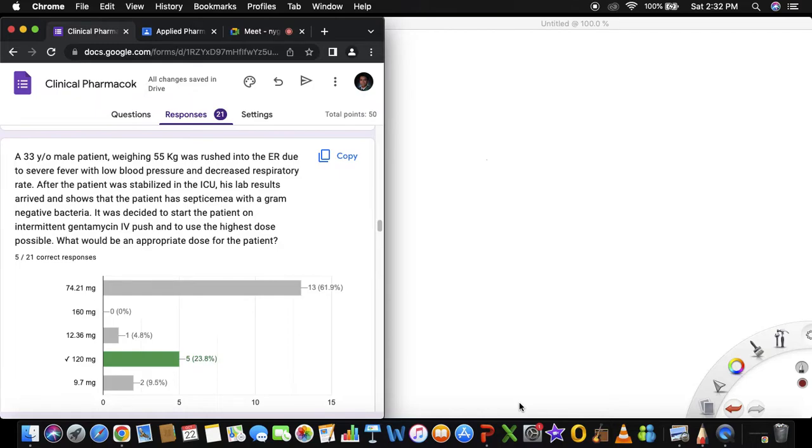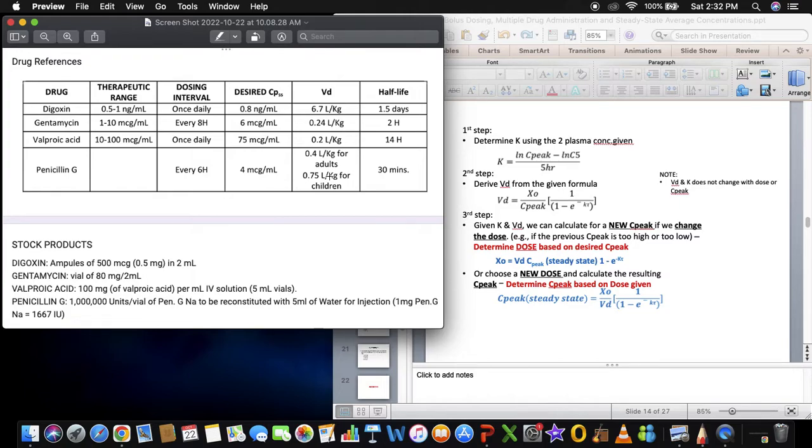Alright? Now, here's the thing, class. I think what most of you guys did is, ginamit nyo na desired Cpss is 6 micrograms per ml, which I can't blame you guys. I can't blame you guys. Pero, ang instructions natin is to use the highest dose possible. So, meaning, what will be the dose that will give the highest plasma concentration, na safe pa rin para sa patient. Okay? So, basically, class, sure, 6 micrograms per ml is the desired Cpss.